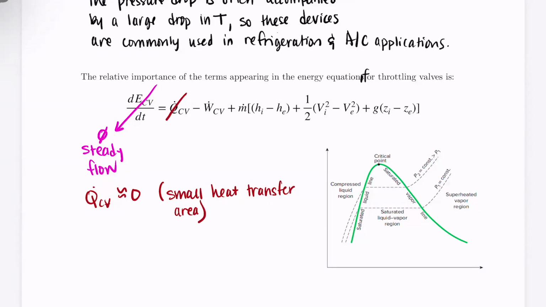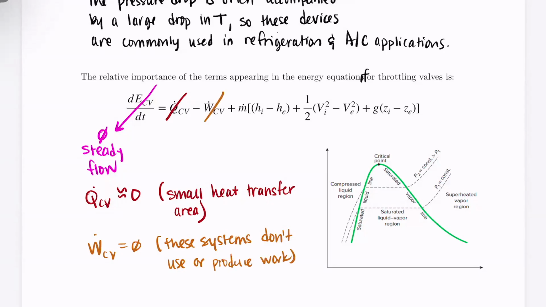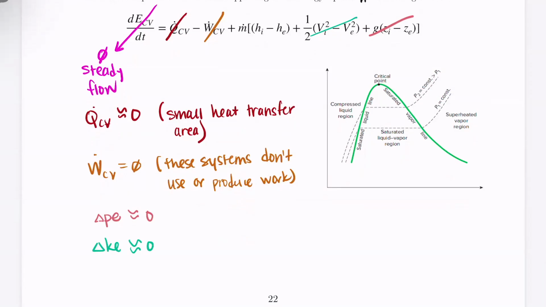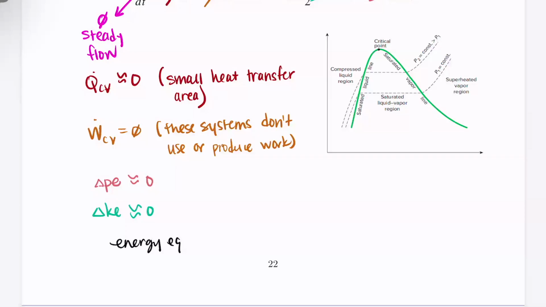All right, so I'm going to take out this one. By definition, W dot is going to be 0. So these systems don't use or make work. So we get rid of that. And then for arguments that we've made before, our change in potential energy and our change in kinetic energy are going to be assumed to be very small relative to the change in enthalpy. Okay, so we'll get rid of this term as well as this term. So our energy equation then simplifies to just 0 is equal to m dot times hi minus he, or that enthalpy is equal at the inlet and the exit.